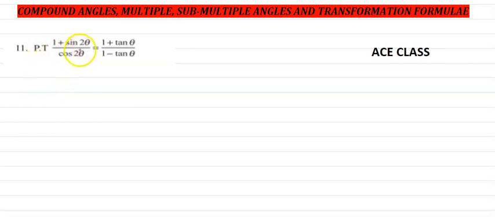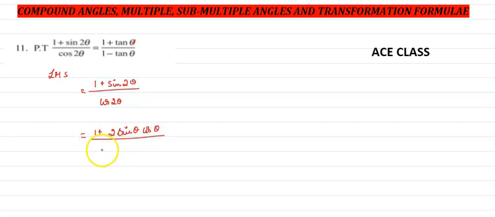Prove that (1 plus sin 2 theta) divided by cos 2 theta is equal to (1 plus tan theta) by (1 minus tan theta). In order to get this, let me consider the LHS. What is there in the LHS? That is 1 plus sin 2 theta divided by cos 2 theta. Sin 2 theta formula is 2 sin theta cos theta. Cos 2 theta has three formulas. Let me use the first formula, that is cos square theta minus sin square theta.